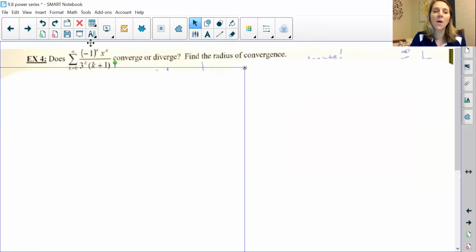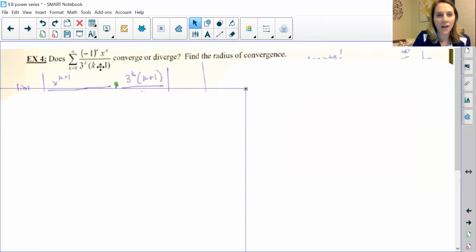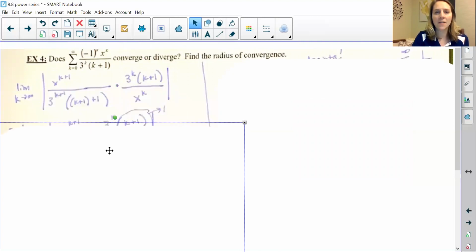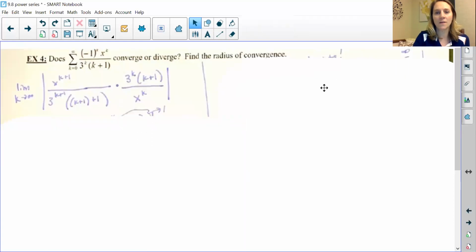Example 4. So we've got, oh, it's kind of a cool one because it looks like we've got sort of an alternating scenario here. And so when we have this, it says find the radius of convergence again.